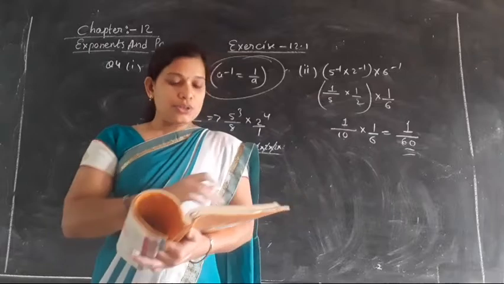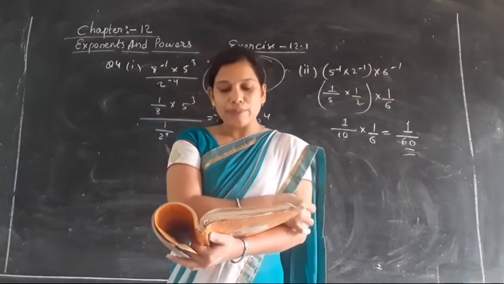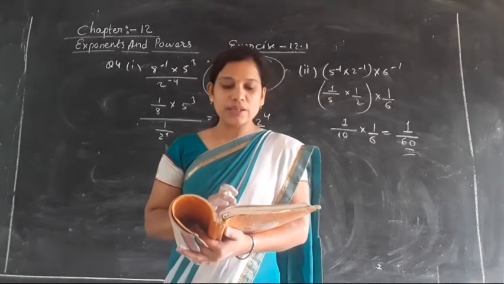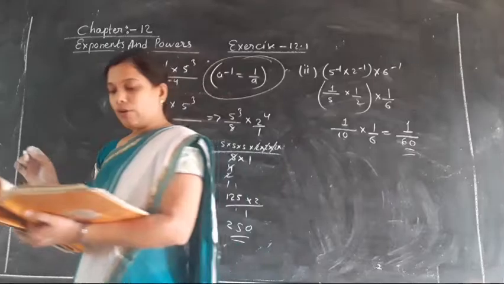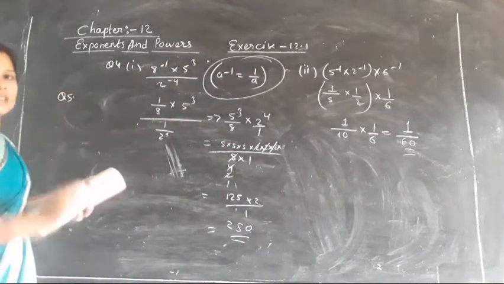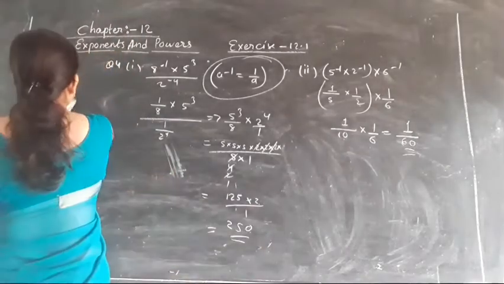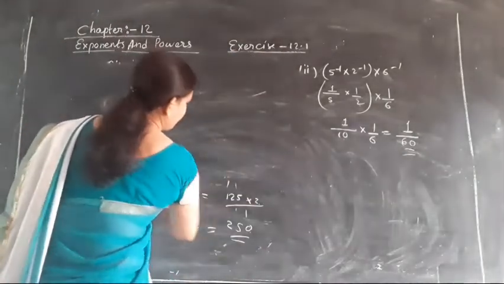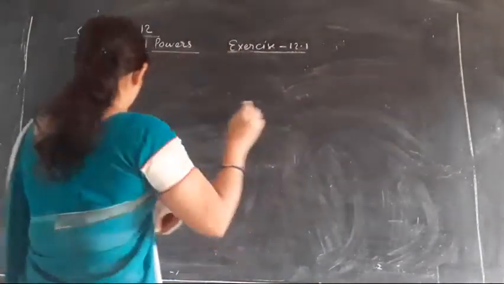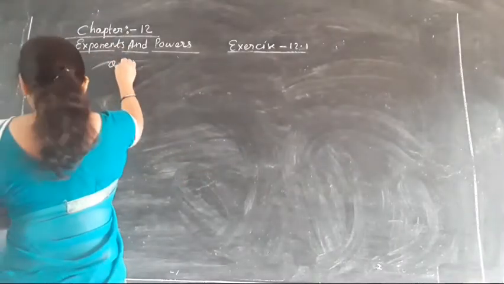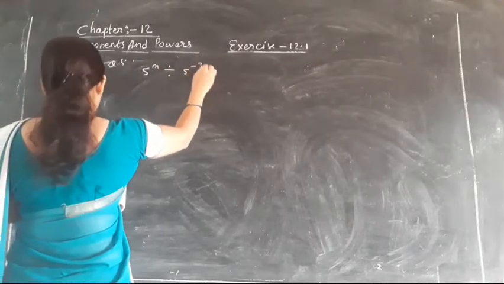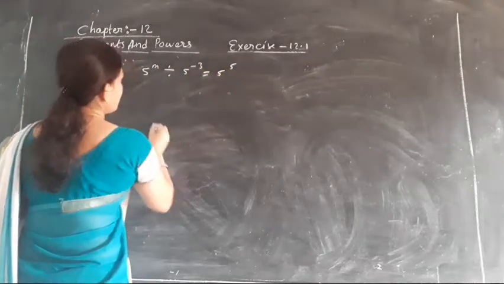Clear? Next question we are having: find the value of m for which 5 to the power m divided by 5 to the power minus 3 is equal to 5 to the power 5. So look at the question. Which question are we having? Fifth question, isn't it? In the fifth question, look out. What is the solution? So question number 5 is 5 to the power m divided by 5 to the power minus 3 is equal to 5 to the power 5. This is the question we are having.